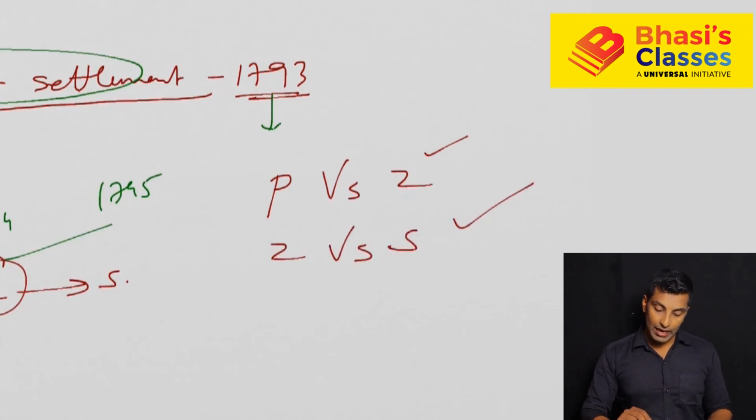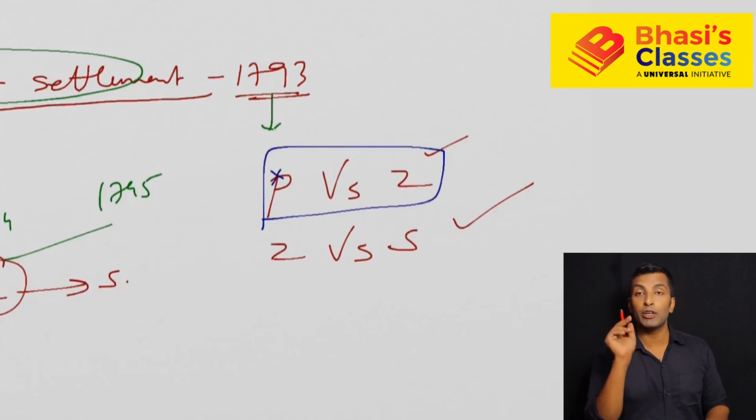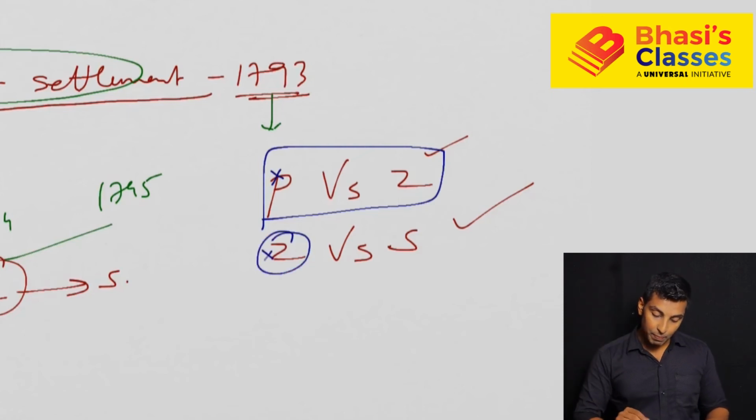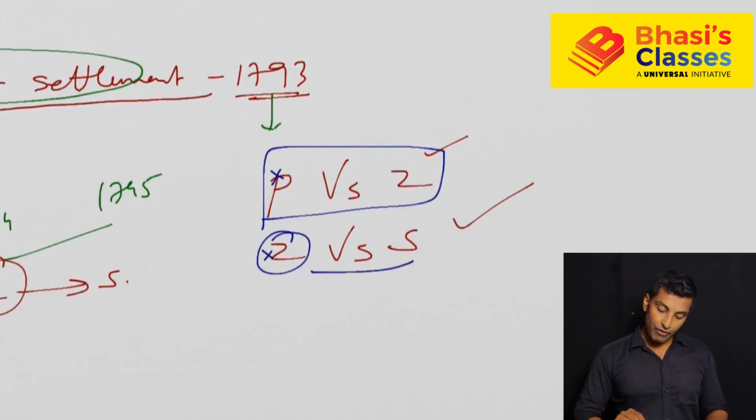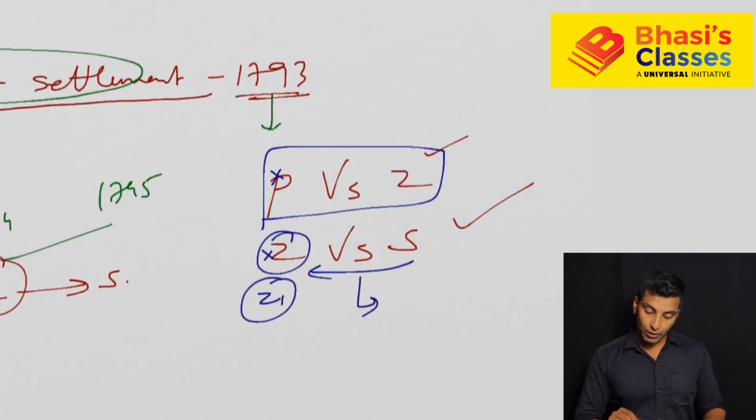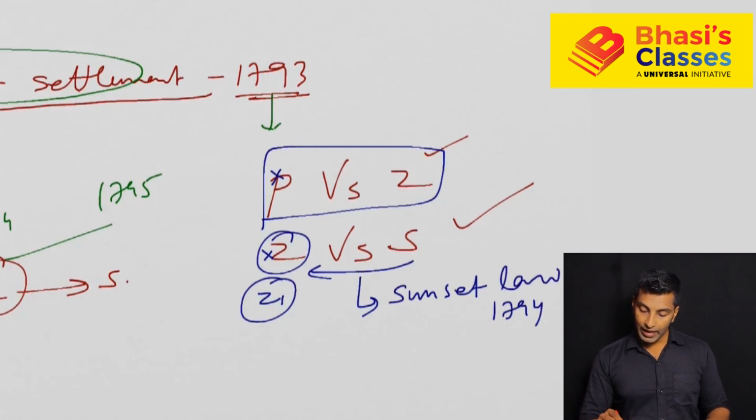Because of this, if the peasant is not able to pay the tax to the zamindar, this peasant will be evicted and a new peasant may come in. Similarly, if the zamindar is not able to pay the tax before the sunset of the fixed time, the state will evict the zamindar and another zamindar will come. And this was introduced through a new law which is known as the Sunset Law. In 1794, they introduced this law.